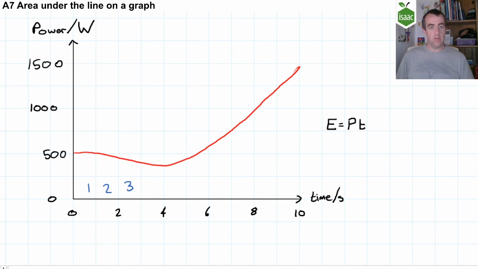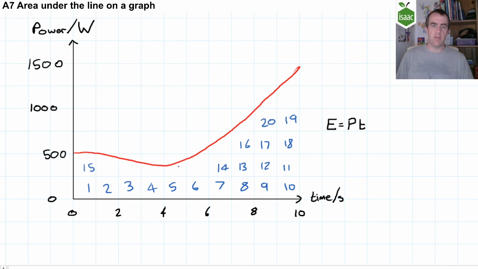1, 2, 3, 19, and then you'll have to make a judgment. Maybe this I'll count as 20 just because of how many squares here are more than half. It's difficult to judge, but we're making an estimate. I'm not including this little bit of a square at the top here, for example.